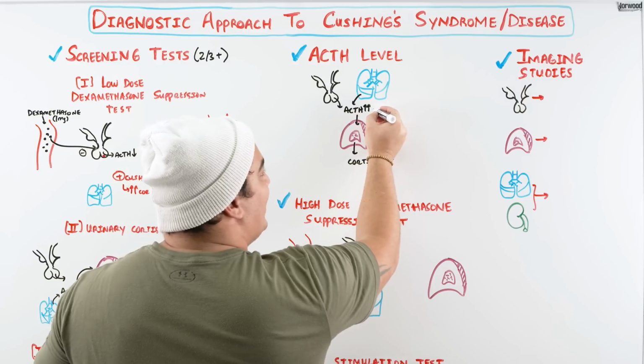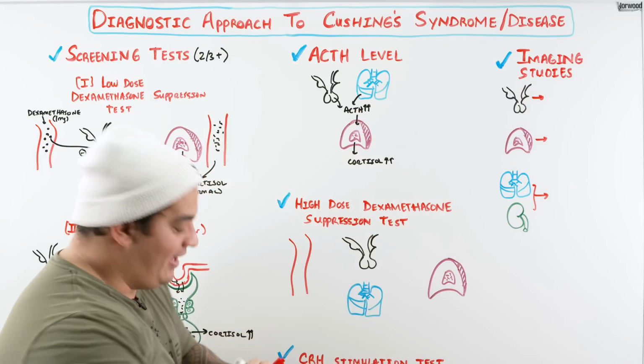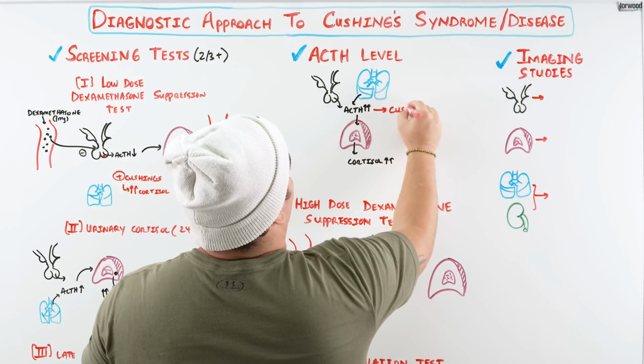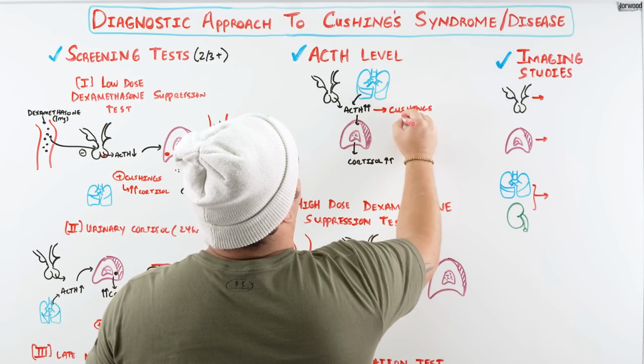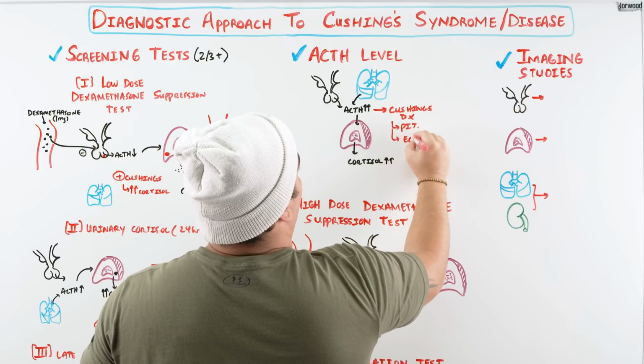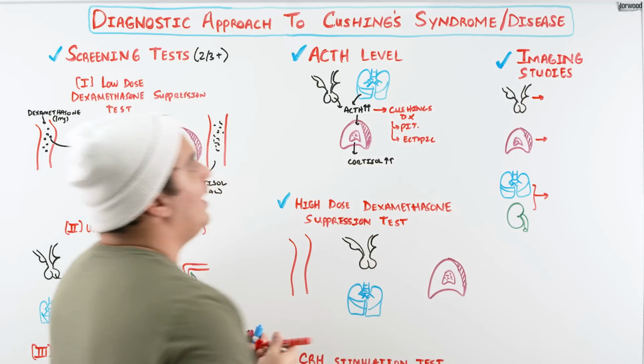If the ACTH levels are high, what does that tell me? That tells me that this is Cushing's disease, if you will. And this could be due to a pituitary problem, or it could be due to an ectopic problem.